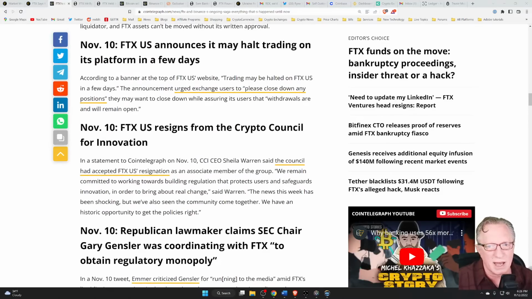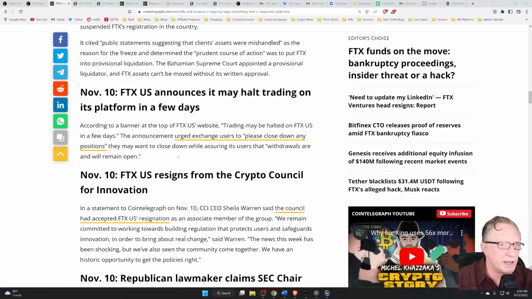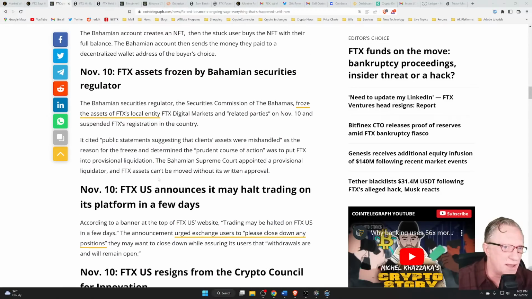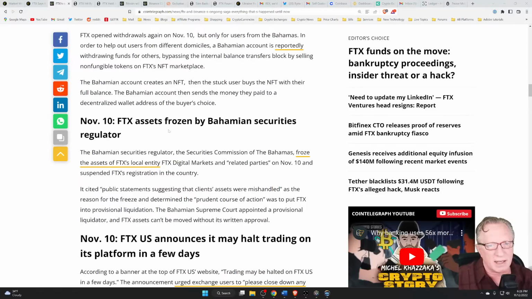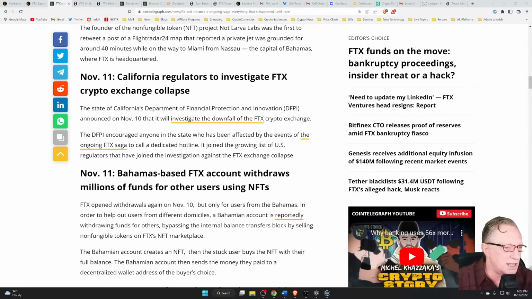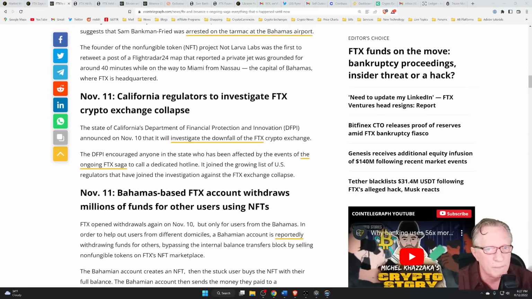FTX US resigns from the Crypto Council for Innovation. FTX announces it may halt trading on its platform. FTX assets frozen by Bahamian securities regulator. Bahamas-based FTX account withdraws millions of funds for other users using NFTs. I can't even go into that.